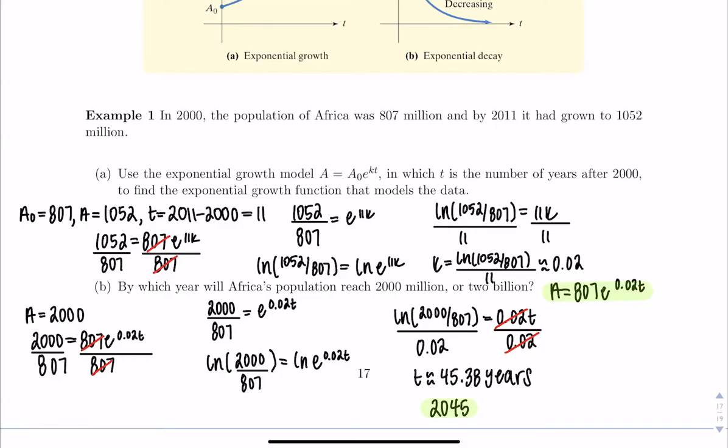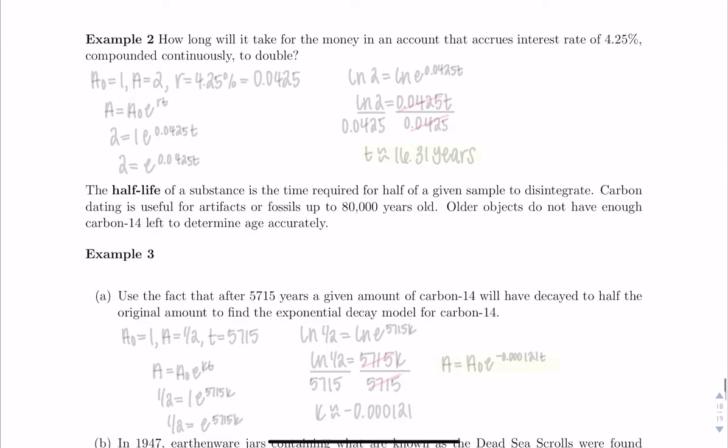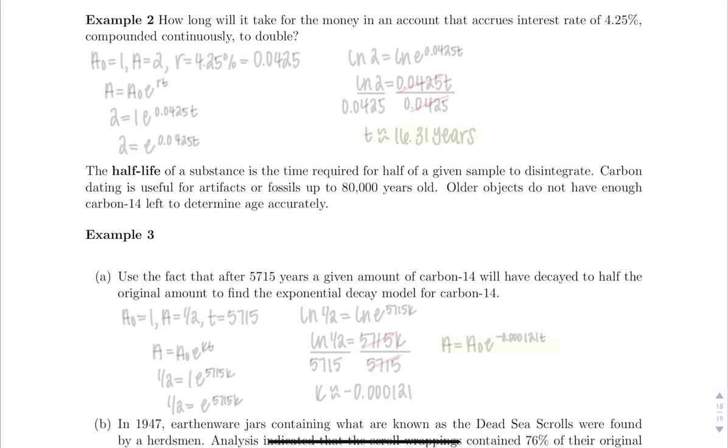Let's go ahead and attempt number 2. How long will it take for the money in an account that accrues interest at 4.25% compounded continuously to double? It doesn't tell us what the original amount is, but we know it needs to double. So let's say that A naught is $1. To double $1, my final would be $2.